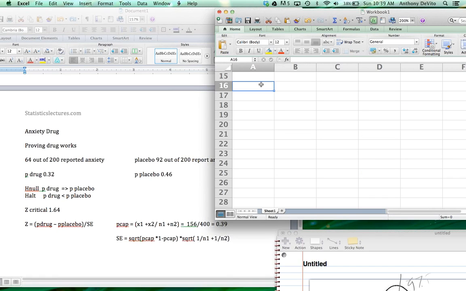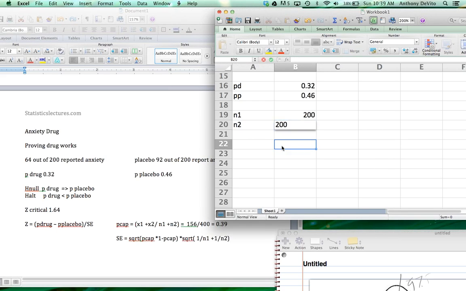So what do we got here? We got P1 and P2. Let's call those P drug and P placebo. This is 0.32. This is 0.46. Our N1 is 200. N2 is 200. Now I want to calculate P cap. P cap was equal to 0.39. We just calculated that, 0.39.